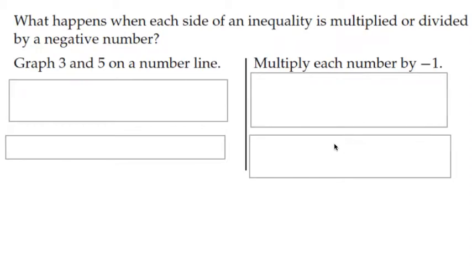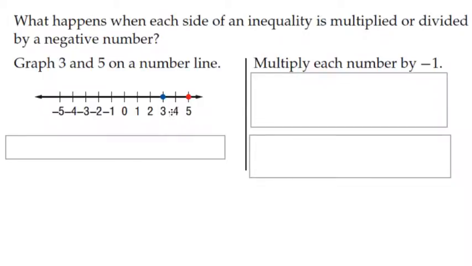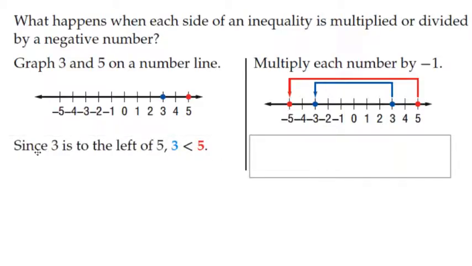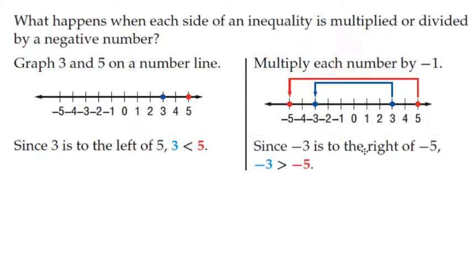What happens when each side of an inequality is multiplied or divided by a negative number? Well, here is a new rule for you. And this kind of shows why the rule happens. So if we were to graph 3 and 5 on a number line, we have those right here, okay? If we multiply each of those numbers by -1, we get -3 and -5, right? So if we want to maintain our inequality, it says since 3 is to the left of 5, 3 is less than 5. But over on the other side, once we multiplied by -1, -3 is greater than -5.